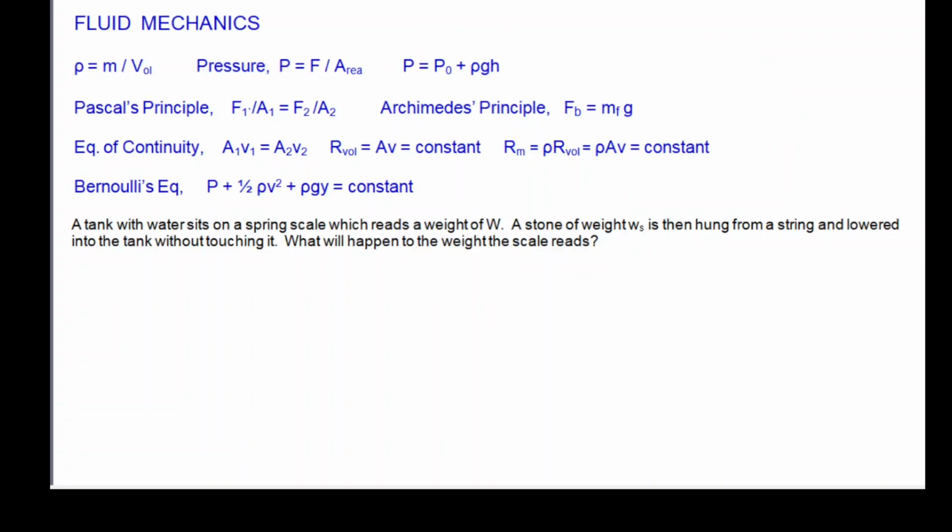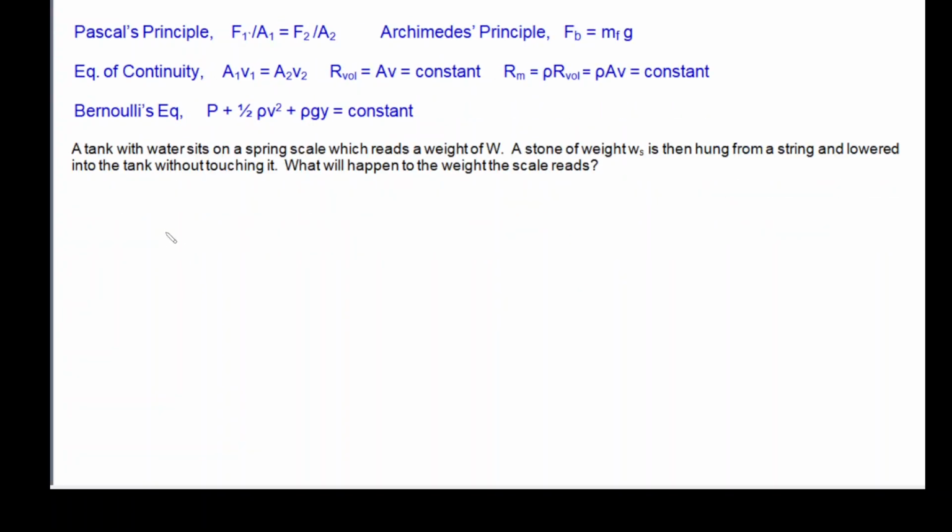Here's another problem. A tank of water sits on a spring scale which reads a weight of W. A stone of weight W sub s is then hung from a string and lowered into the tank without touching it. What will happen to the weight the scale reads? So first we have a tank of water sitting on a scale, okay, and we put a stone in here of weight W sub s.